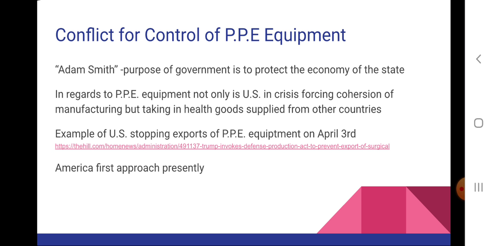And ironically, at the same time, the Defense Production Act is being used to restrict exports of personal protection equipment to other countries. So we are enforcing manufacturing here, we're restricting exports, but we're also taking imports in. And this is probably as close to America's first approach towards international trade as you can get right now.